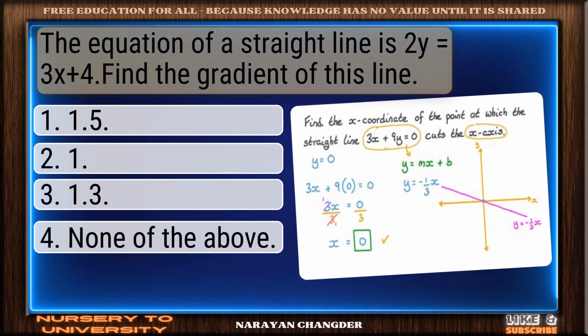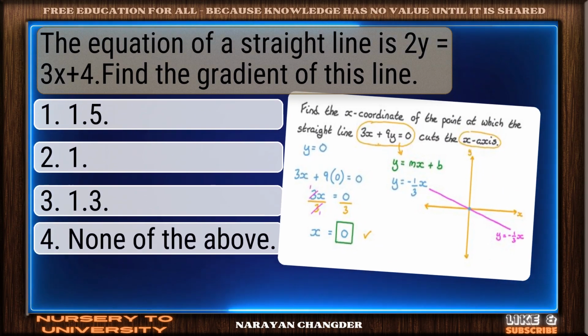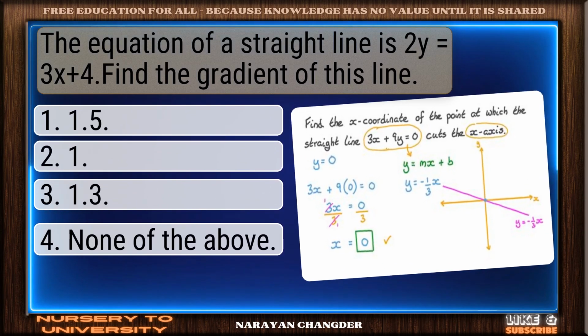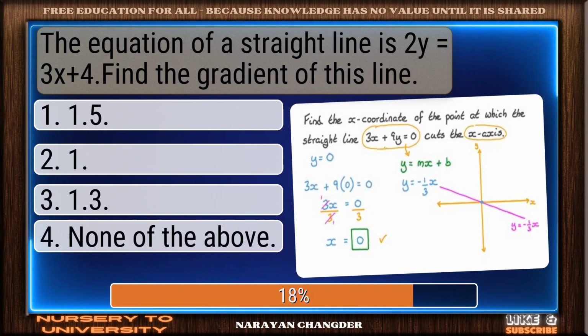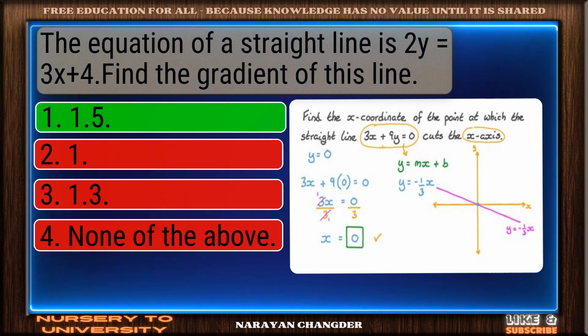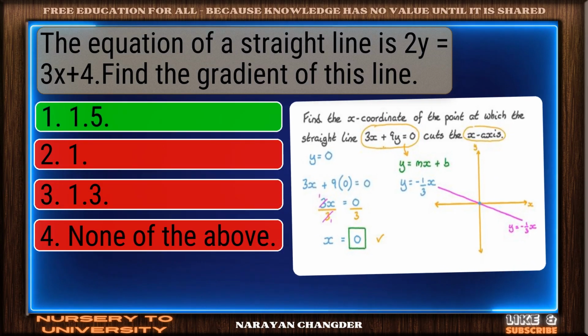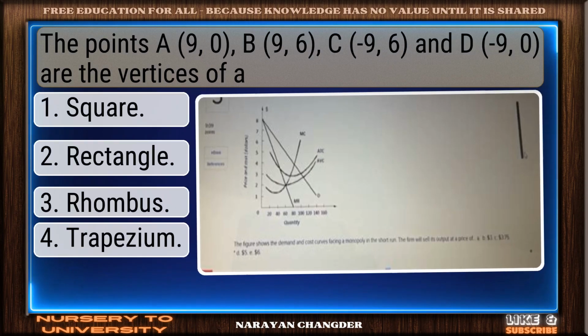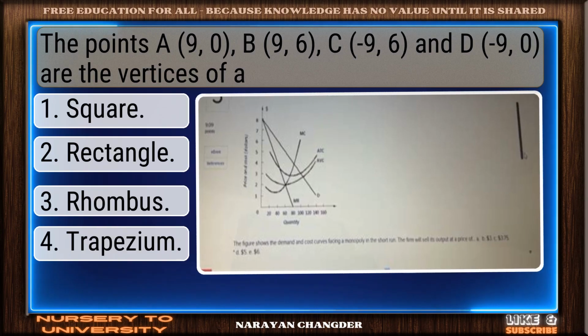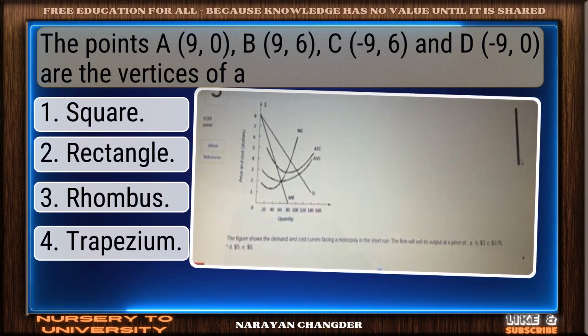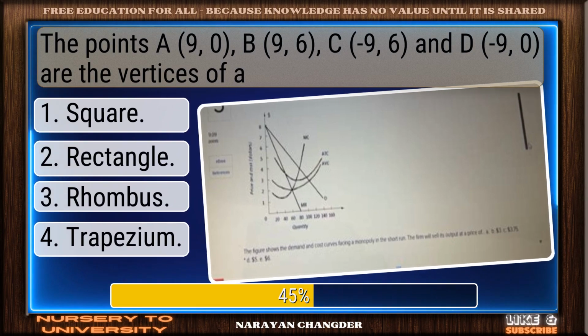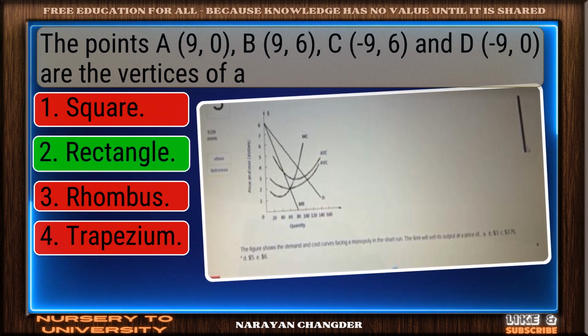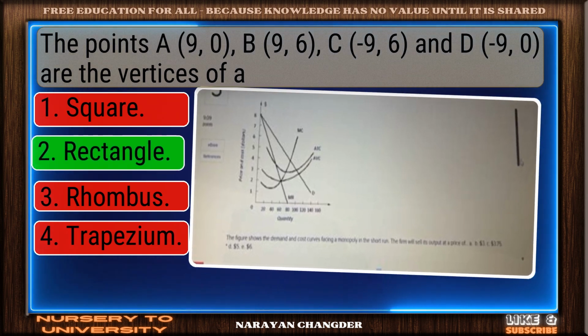Question number 72. The equation of a straight line is 2y equal to 3x plus 4. Find the gradient of this line. Great job. 1.5 is the accurate answer. Question number 73. The points B, C and D are the vertices of a. Right again. Rectangle is a valid answer.